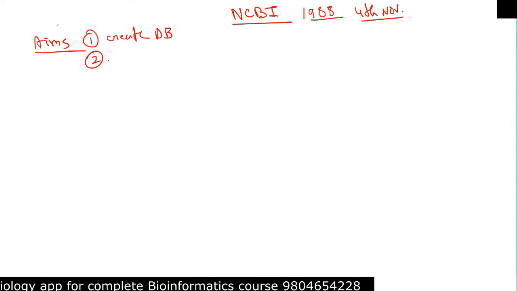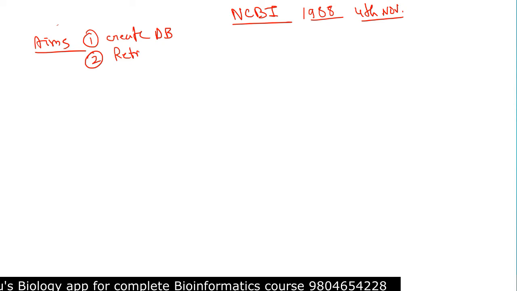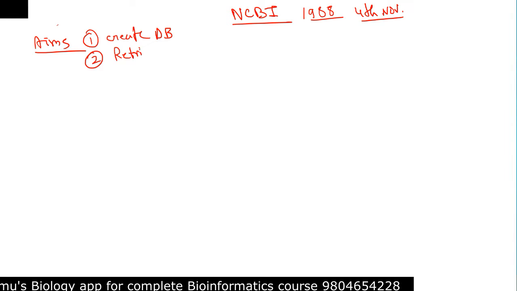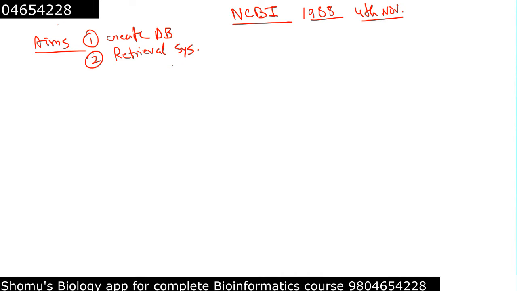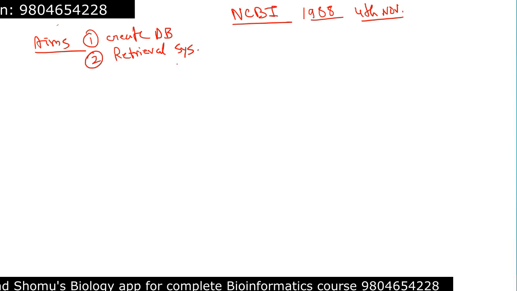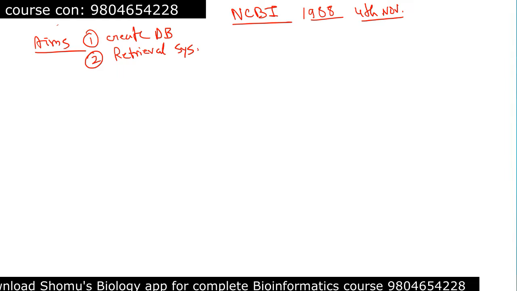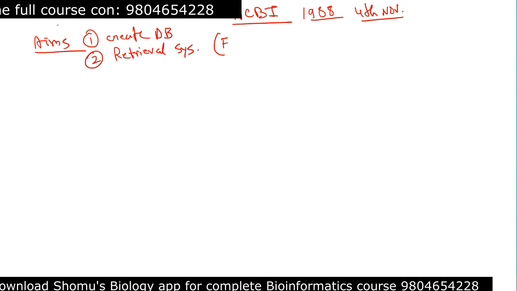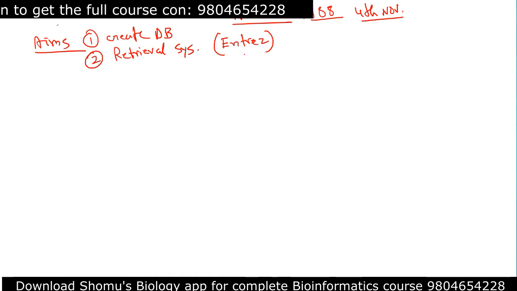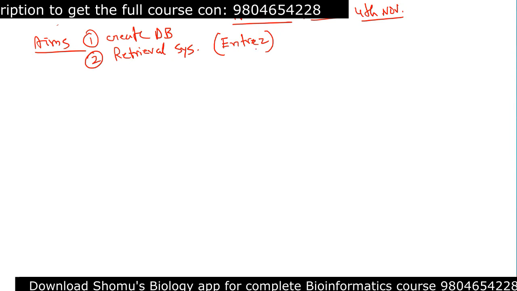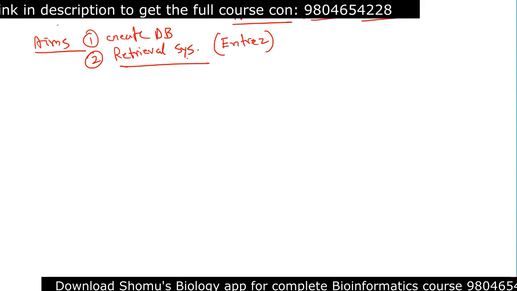Second important aim is to provide a retrieval system. A retrieval system is needed for retrieving information from the database. A database with so much information will be of no use if you are unable to retrieve the information. So retrieval using what? Using entries. Entries is used in NCBI to access and retrieve information from the database.